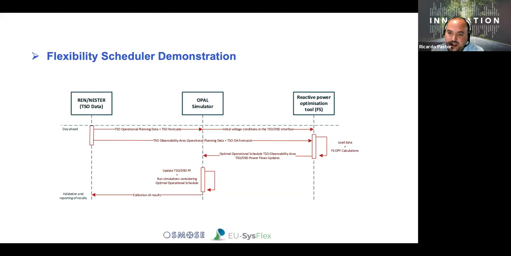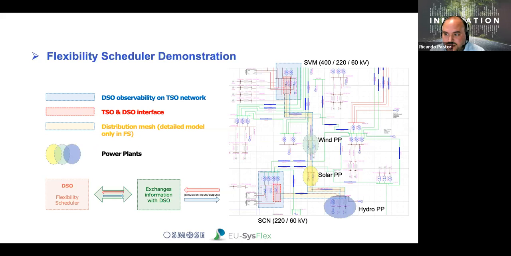And as a last part of the demonstration, we will update our model in the Opal simulator with the TSO-DSO power flows, the new ones, and we will run simulations considering this optimal operational schedule. And basically we will collect the results and validate the impact of this schedule. We can move to the next one, please.